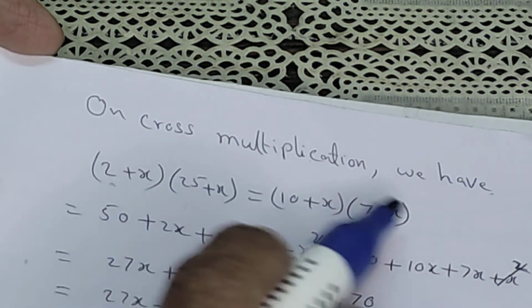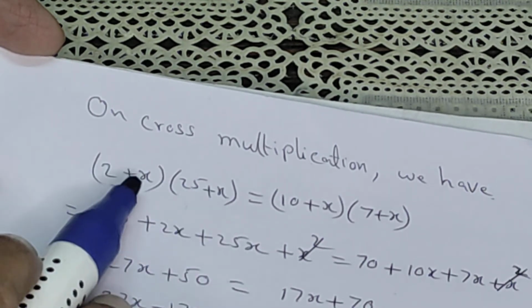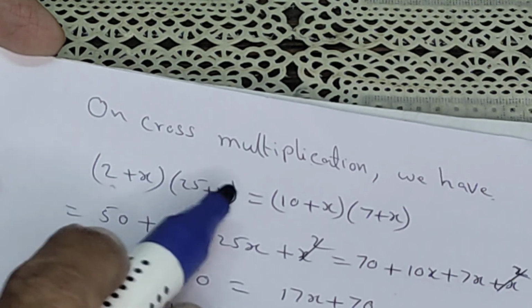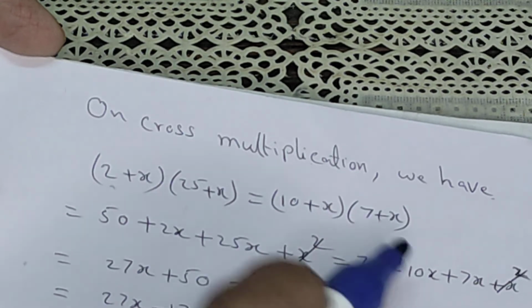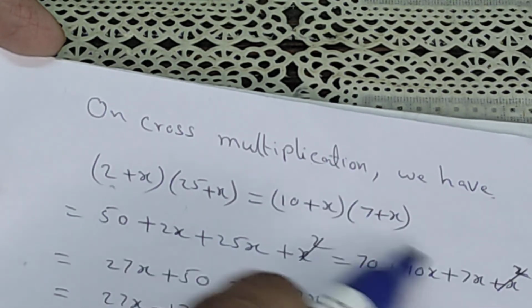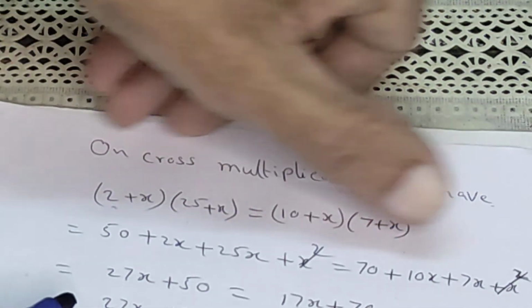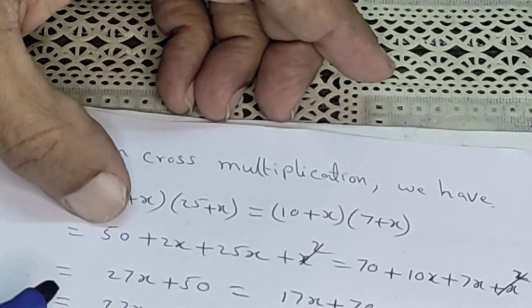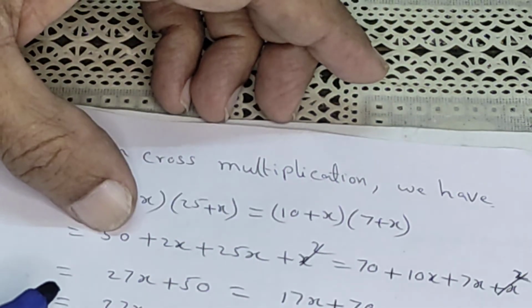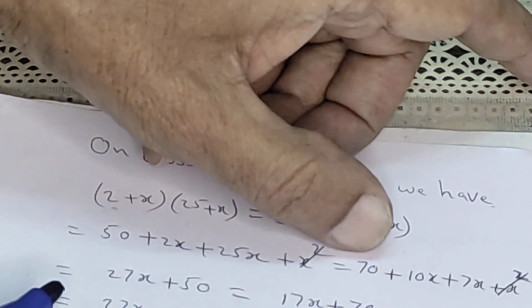If I open the brackets, I get 50 plus 2x plus 25x plus x square. Here 70 plus 10x plus 7x plus x square. Okay. Now x square and x square get cancelled. Now 25x plus 2x, 27x plus 50 on the left hand side of this equation is equal to 10x plus 7x, 17x plus 70.